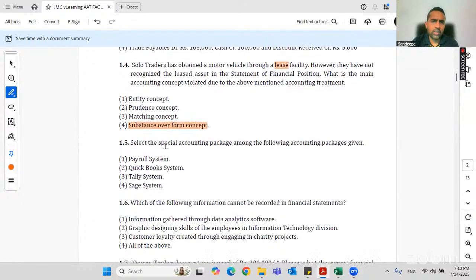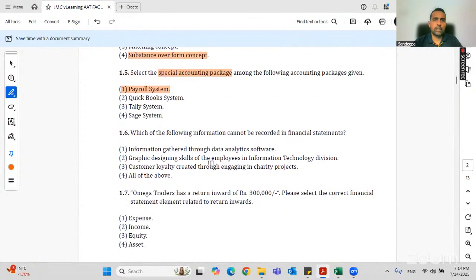Select the special accounting package. Now, in accounting packages, there are two types. One is the general accounting packages such as QuickBooks, Sage, MYOB, Peachtree. Then you have the specialized accounting packages such as for payroll, for inventory management, maybe for data management, like that. So the answer would be payroll system. Right? Okay. Next one.